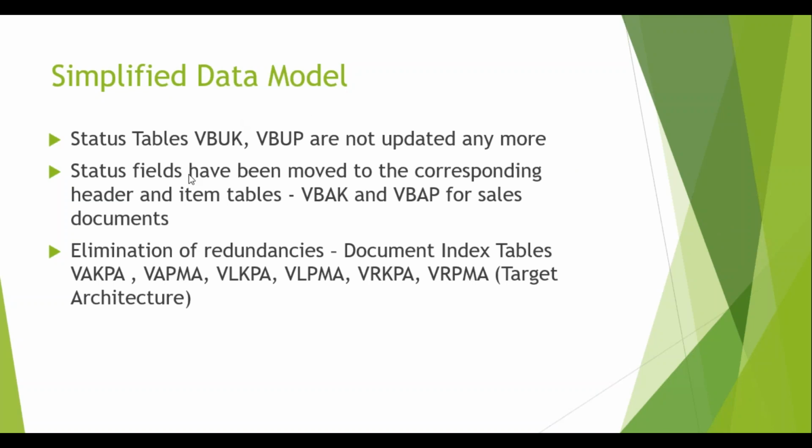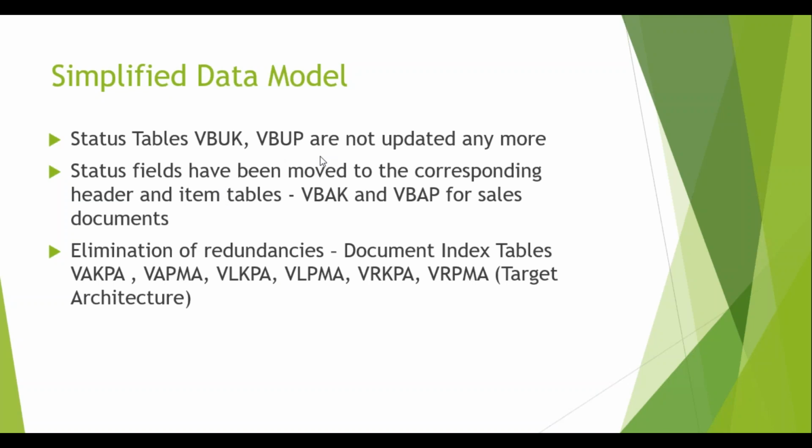Okay, so status tables VBUK and VBUP are not updated anymore, and status fields have been moved to corresponding header and item tables. That is VBAK and VBAP for sales order, VBRK and VBRP for billing, LIKP and LIPS for deliveries. I'll talk about which tables, because I just wrote the sales order tables here, but if you go through the certification document, that will also tell you the correct picture. Let me show you this first, and then I'll move to the redundancies.